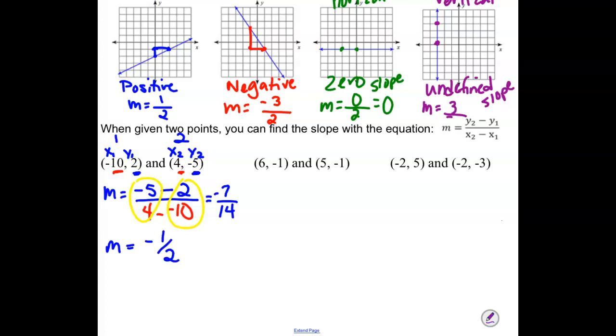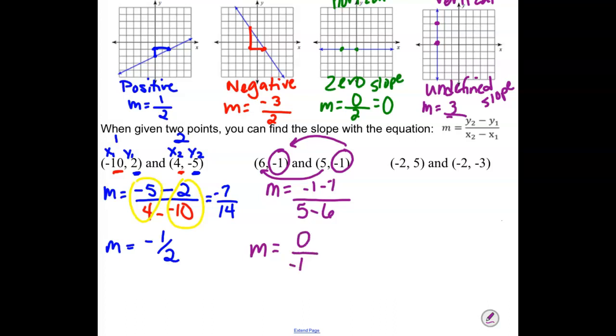All right, for our second example, again, we're going to take our y values and subtract them. So I'm going to go this direction, negative 1 minus negative 1. Then I have to subtract the x's the same way, 5 minus 6. Simplifying the top, negative 1 take away negative 1 would be 0. Denominator 5 minus 6 would be negative 1, and 0 divided by anything is 0. So here we have a slope of 0. If we had graphed those 2 points, we would have seen that as a horizontal line.